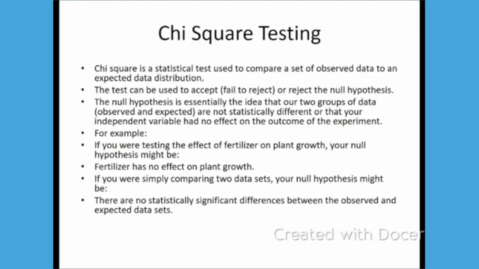For example, if you wanted to state a null hypothesis for an experiment in which you're using fertilizer and measuring its effect on plant growth, your null hypothesis might be fertilizer has no effect on plant growth. If you're simply comparing two data sets, your null hypothesis might be there are no statistically significant differences between the observed and expected data sets.